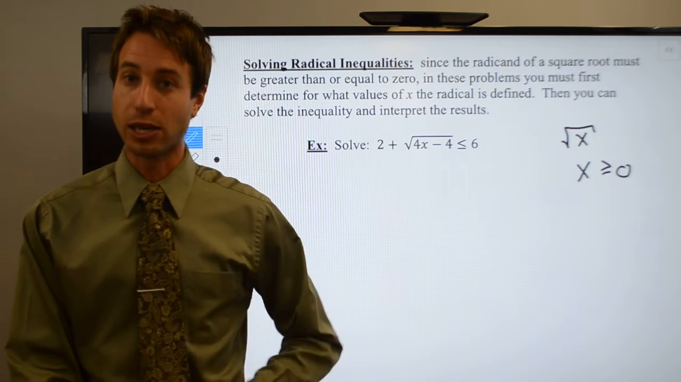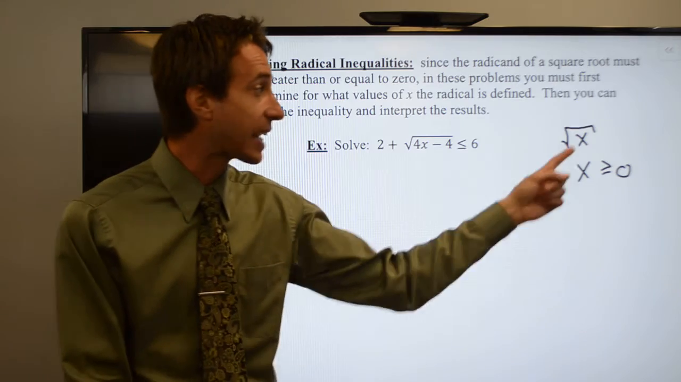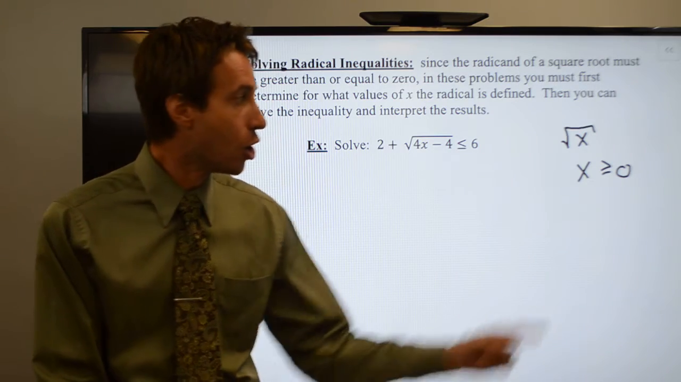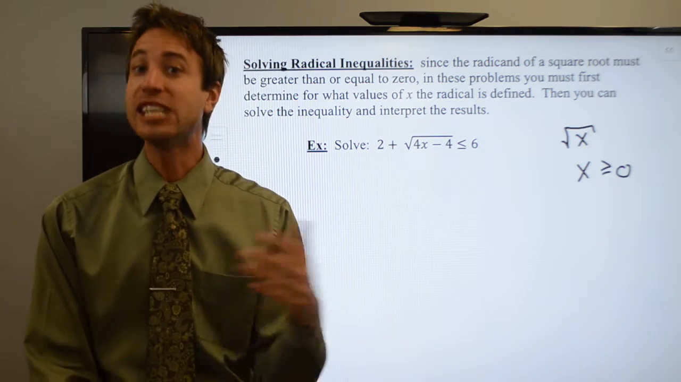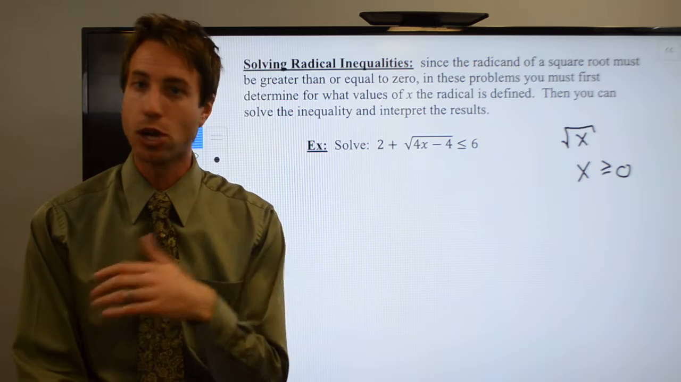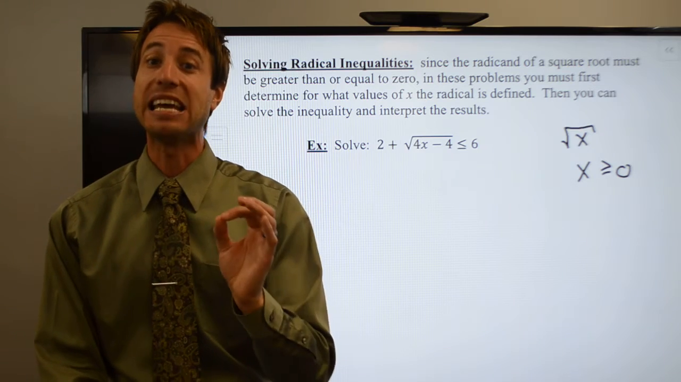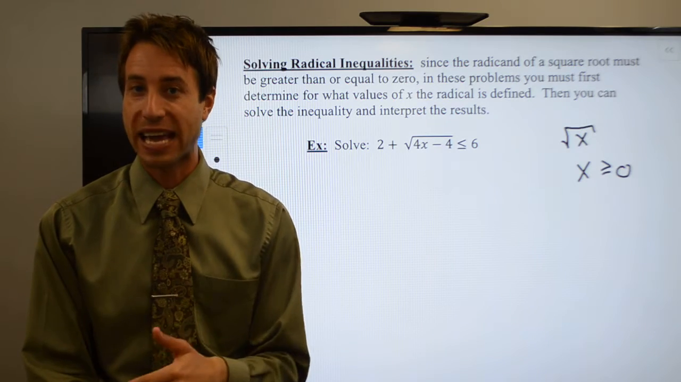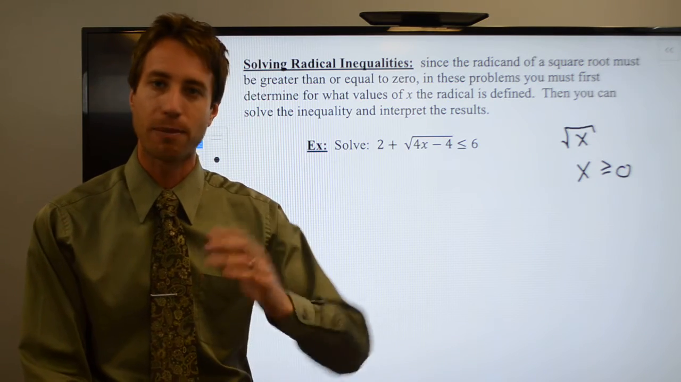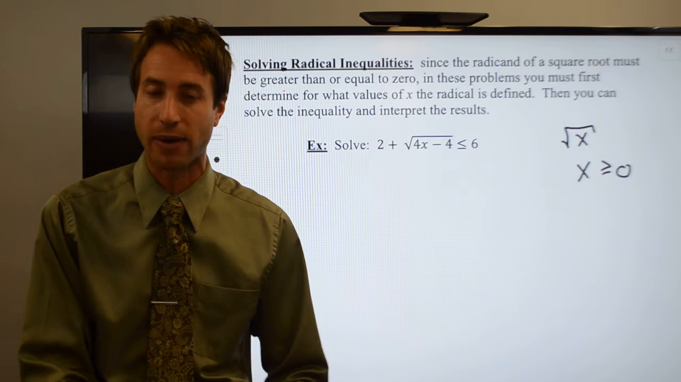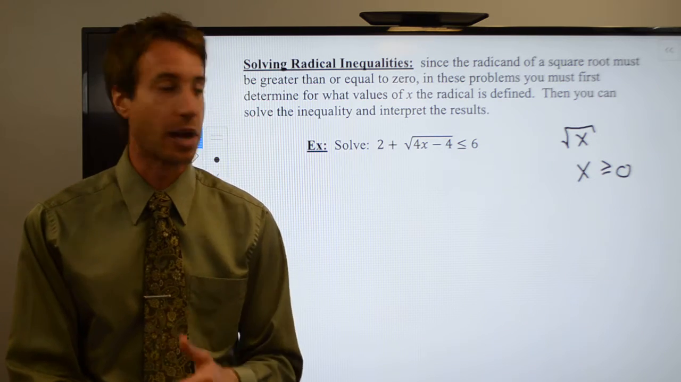Greater than or equal to 0 means 0 is okay. I can take the square root of 0, it's 0, no problem. Greater than 0 is all positive numbers, and I can take the square root of positive numbers, no problem. But if x were less than 0, now you have negative numbers. You're taking the square root of negative numbers, which are going to be imaginary, and I don't want those in my solution set. I only want real numbers.